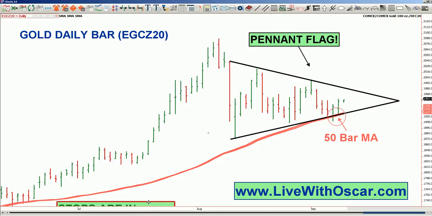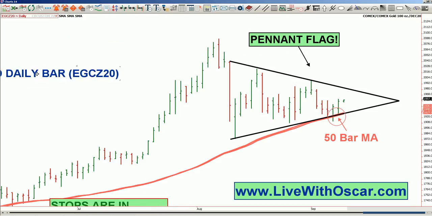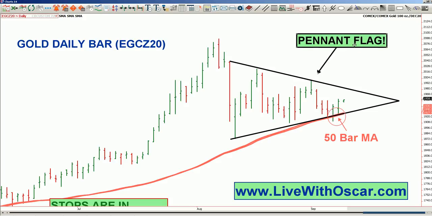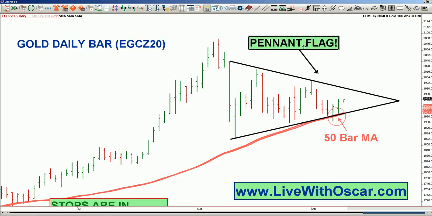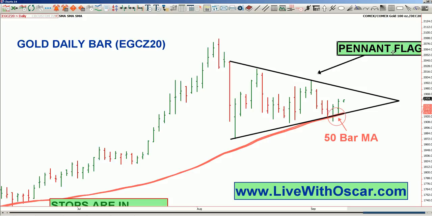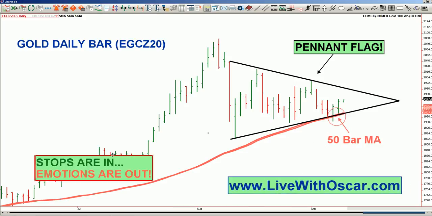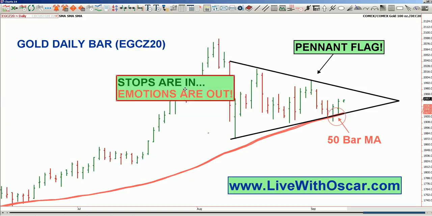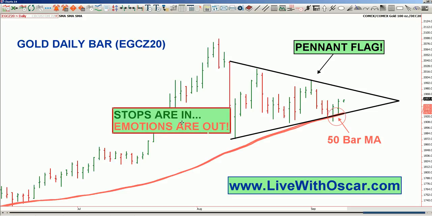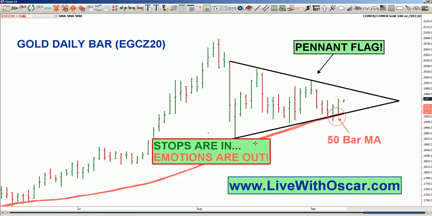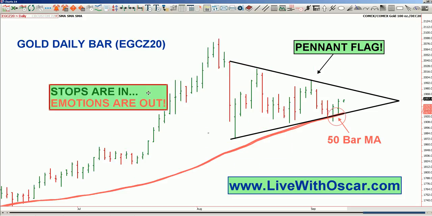I'll see you there. Remember to keep your emotions out of trading. One of the best things you can do to keep those emotions at bay, and believe me, I know that's not easy, is to say this to yourselves over and over again when in a trade. And by now, I believe you know what that is. Stops are in. Emotions are out.